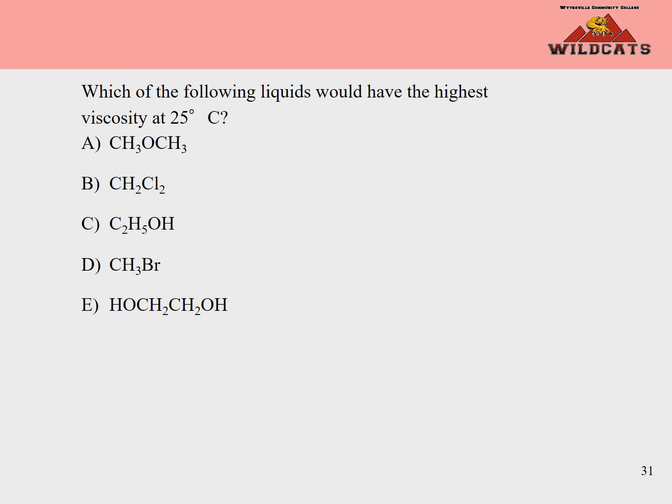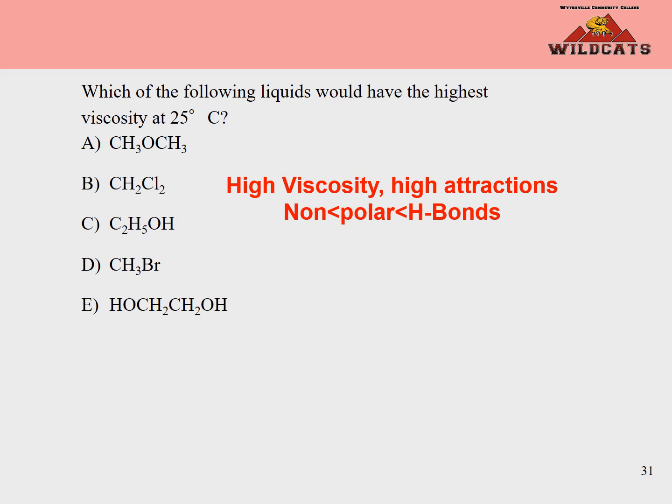Which of the following liquids would have the highest viscosity? Well, we're going to look for the one that's got hydrogen bonds and it's polar. If we take a look at E, the reason that it's going to have a higher viscosity than C, if you'll notice it's got an OH on either end, so it's going to form two hydrogen bonds instead of just one like in C.